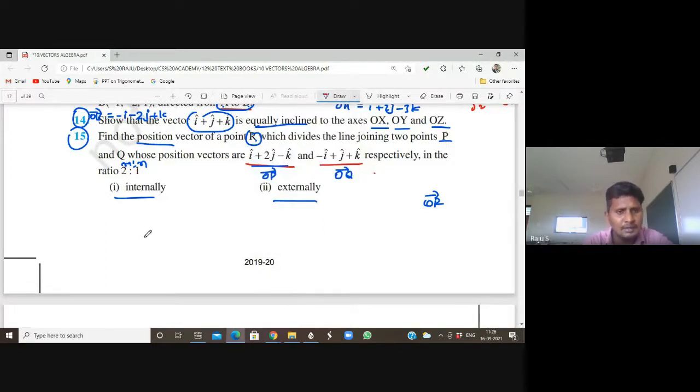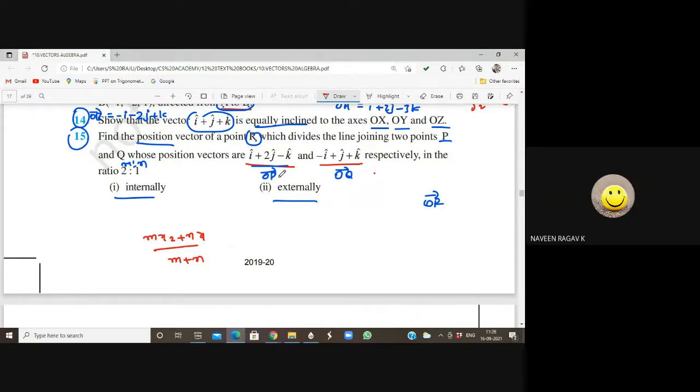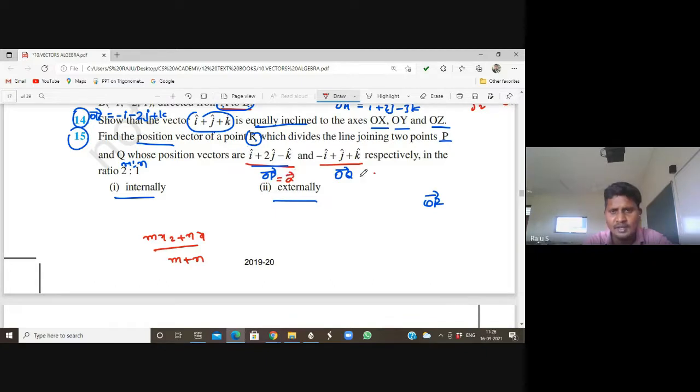Section formula in geometry is generally (mx2 + nx1)/(m + n). Am I right, students? Here, if I take this OP vector as vector A and OQ vector as vector B, then internally it is plus, and externally it is minus. That we have already seen. Here also, in the same way, (m times b vector + n times a vector)/(m + n). In geometry, it is (mx2 + nx1)/(m + n), comma, (my2 + ny1)/(m + n).